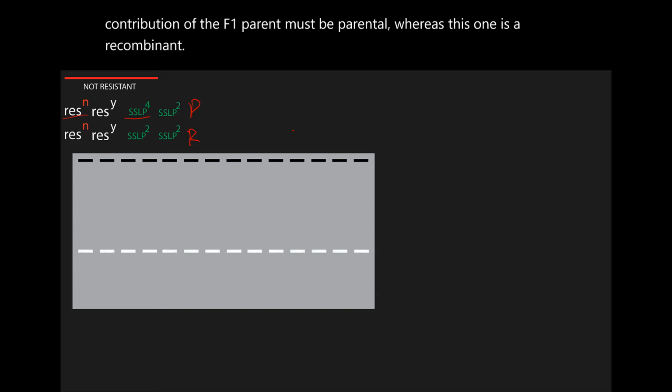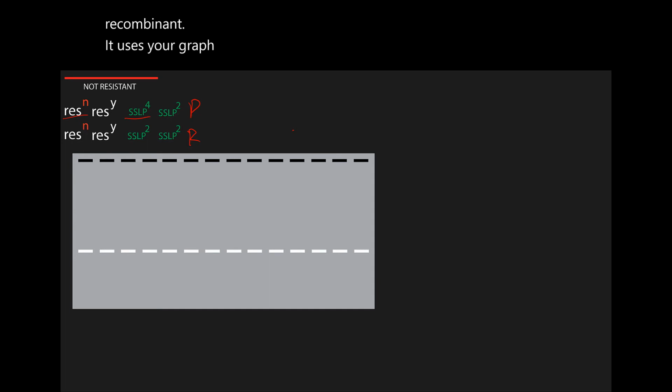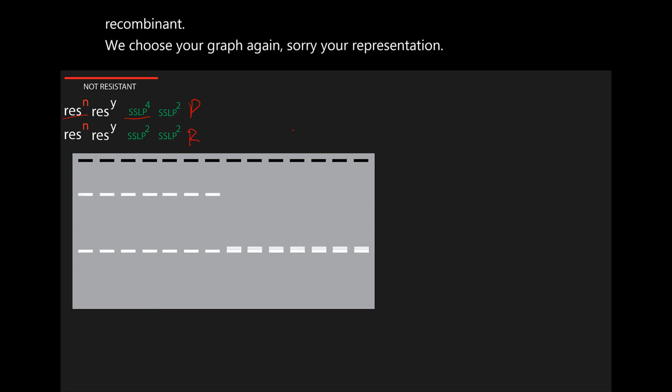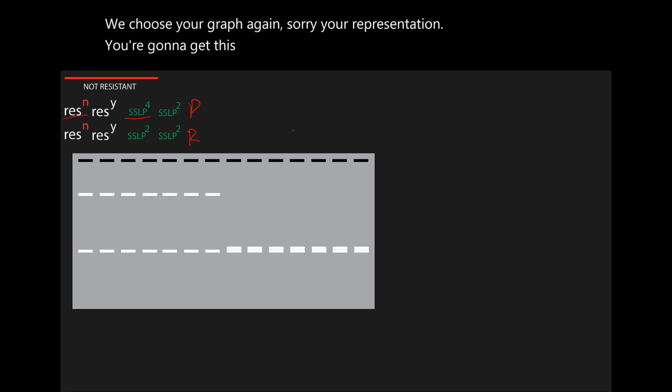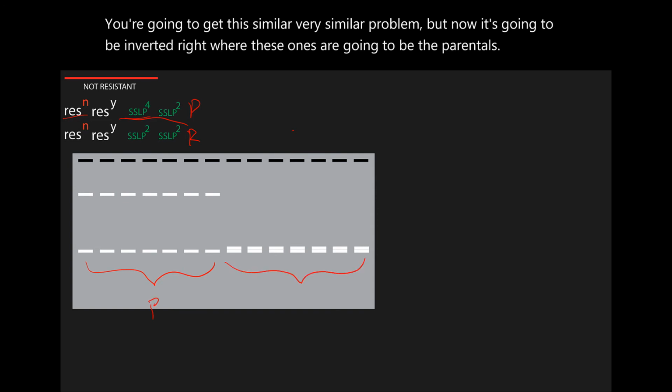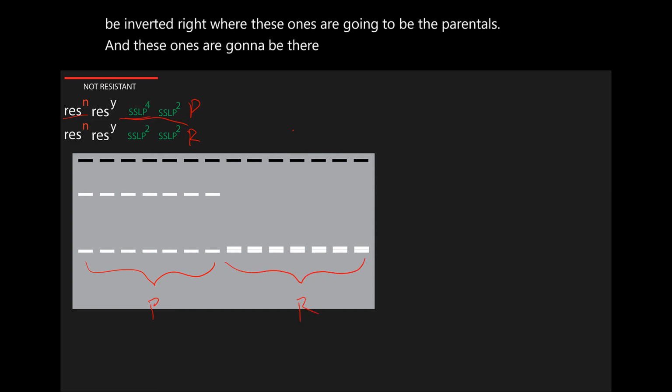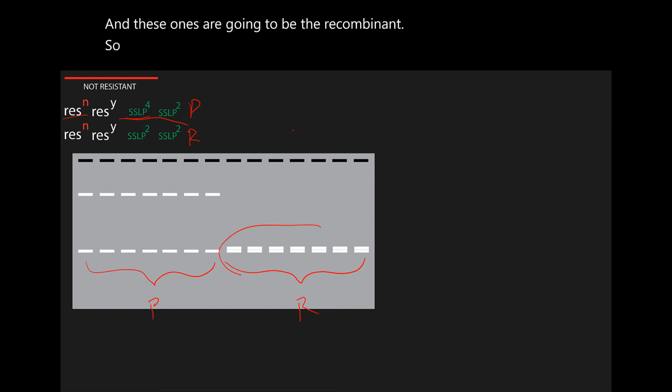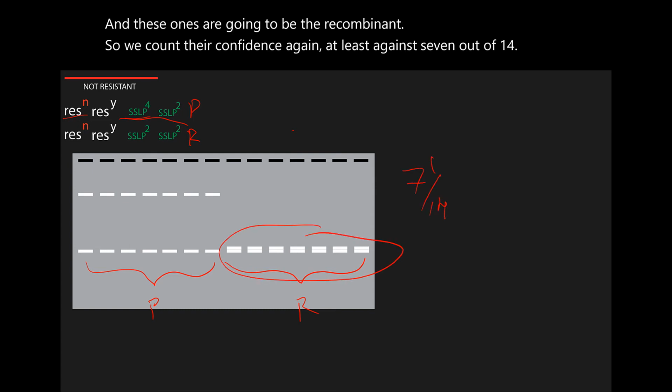If you do your graph again, your representation, you're gonna get a very similar pattern, but now it's gonna be inverted, right? Where these ones are gonna be the parentals, and these ones are gonna be the recombinants. So we count the recombinants again, and it's again 7 out of 14 that are recombinant.